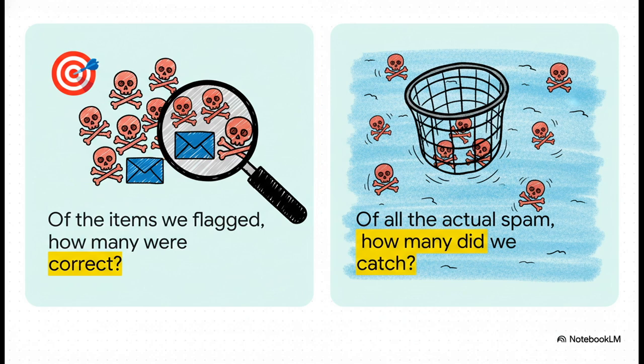Let's break them down. Precision asks a really simple question. Of all the times we cried wolf, of all the emails we flagged as spam, how many of them were actually spam? It's all about minimizing those annoying false alarms. Recall, on the other hand, asks a different question. Of all the actual spam out there in the world, how much of it did we actually catch? This is all about minimizing the ones that get away.